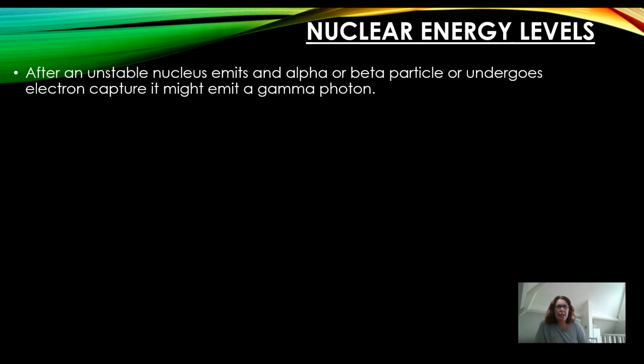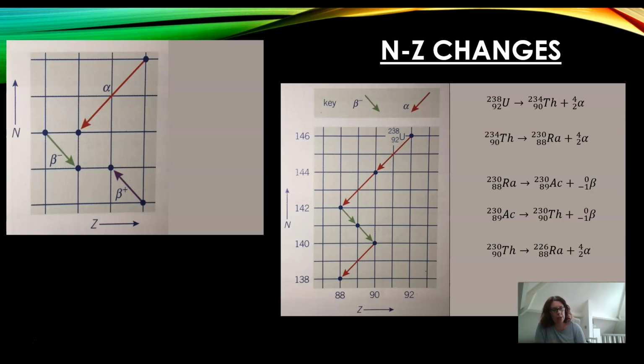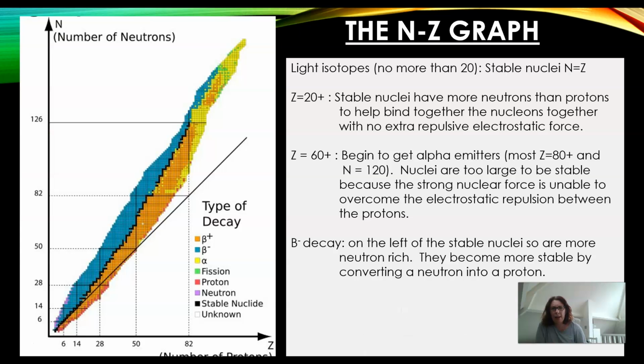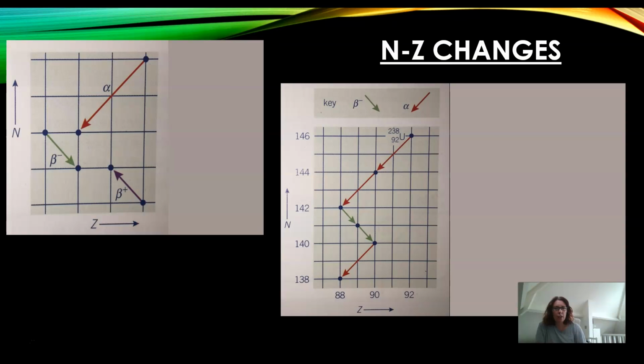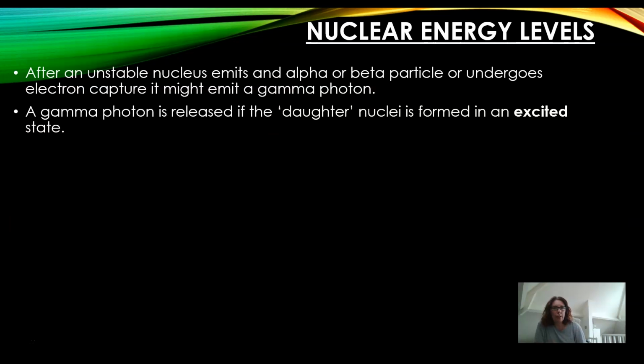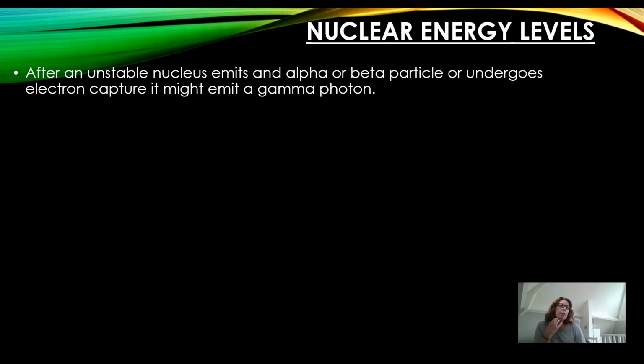Just want to talk about one last thing about nuclear energy levels. After an unstable nucleus emits an alpha or beta particle or undergoes electron capture, so on this graph as well, you've also got electron capture, and you've also got fission, that nucleus might still have some excess energy, in which case it might emit a gamma photon.